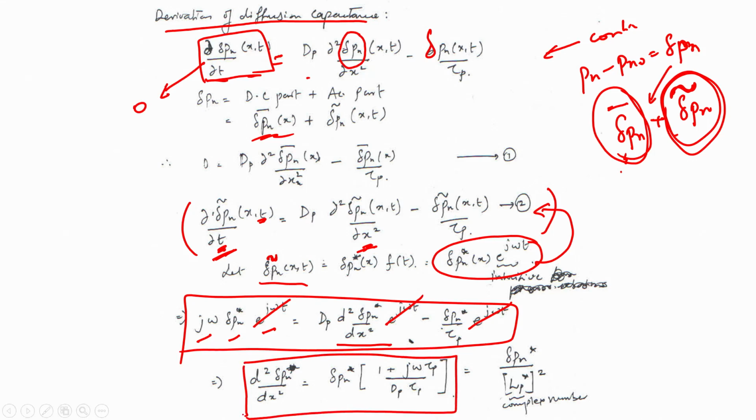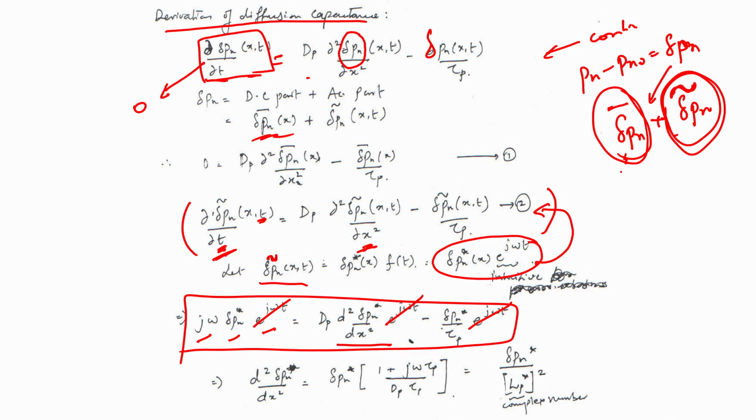So that's what the continuity equation boils down to if you were to take only the AC component and use a separation of variables. Now if you look at this term inside the square bracket, it is a complex number. It is 1 plus j omega tau p by dp tau p.